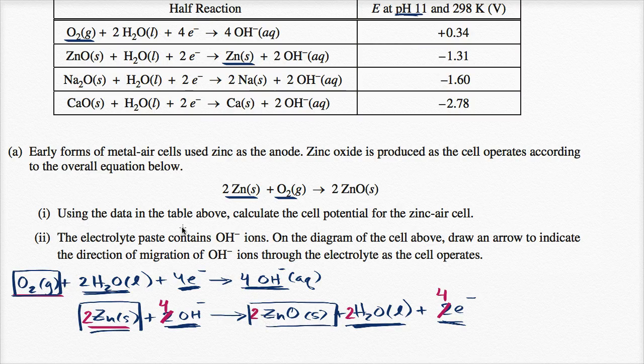And so they say use the data in the table above, calculate the cell potential for the zinc air cell. Well, the potential for this top reaction is positive 0.34 volts. And now what's the potential for this bottom reaction? Well, it's the reverse of this reaction. So this reaction has a negative potential, but since we reverse it, it's going to be a positive potential. So it's going to be positive 1.31 volts. Now, some of you might be saying, well, not only did we reverse it, we multiplied it by 2. We said 2 of those reactions. Wouldn't we multiply the voltage by 2?